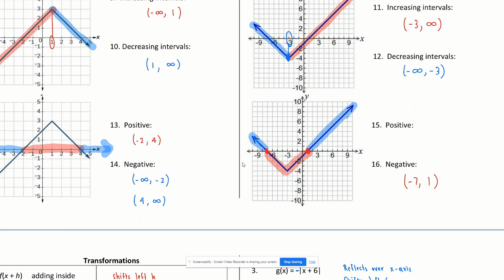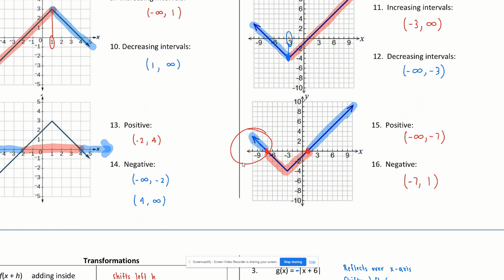Now, if you look at the positive intervals, well, this one right here, it goes off to the left forever, but it stays up in the positive region all the way until it reaches that -7. So we will say that it's from negative infinity to negative 7.